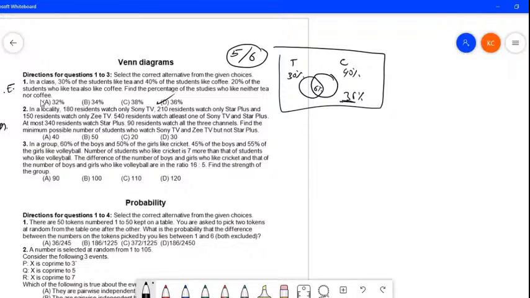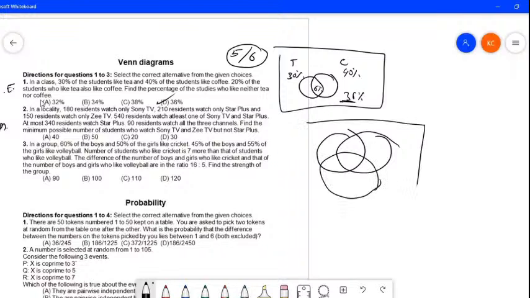You have to apply maximum and minimum. Solve this one. So I'll just write first. In a locality, 180 residents watch only Sony TV, so let's make Sony 180. 210 watch only Star Plus, let's call it Star Plus. 210, and 150 watch only ZB, 150.